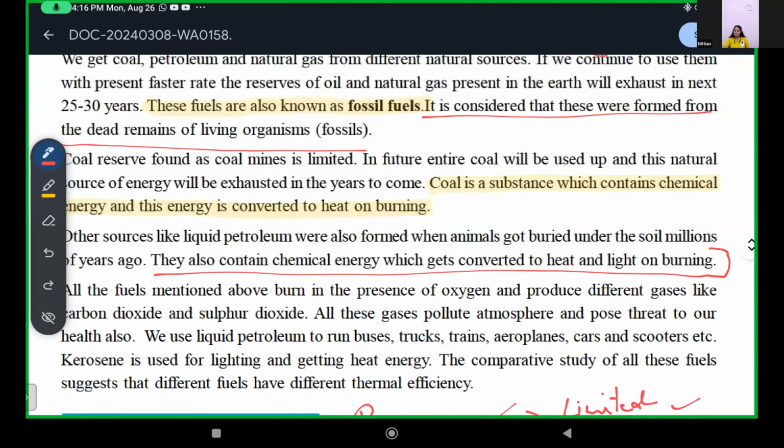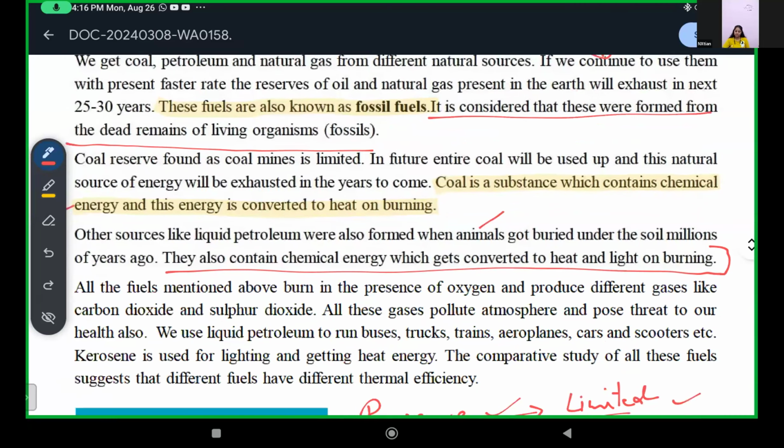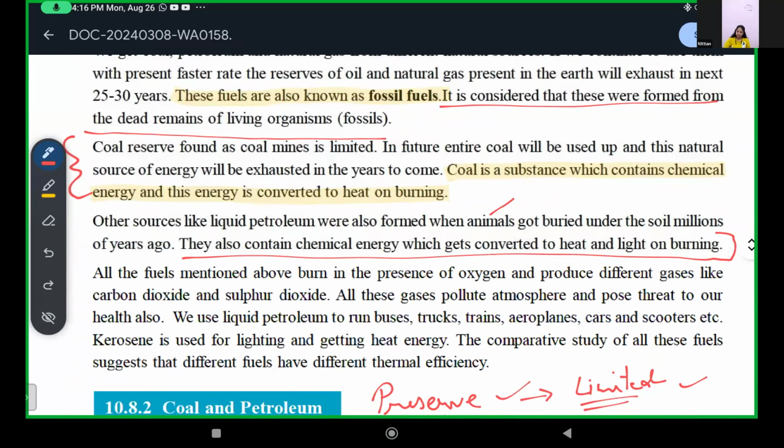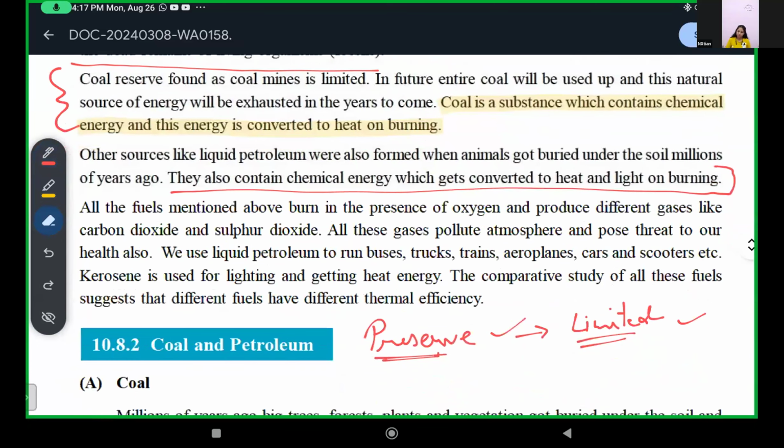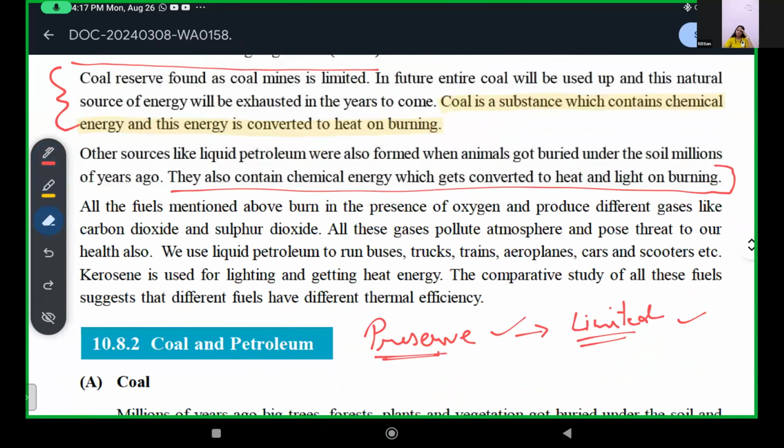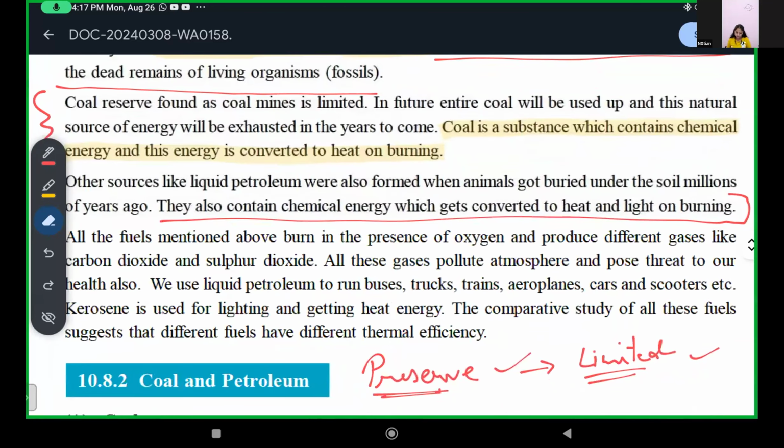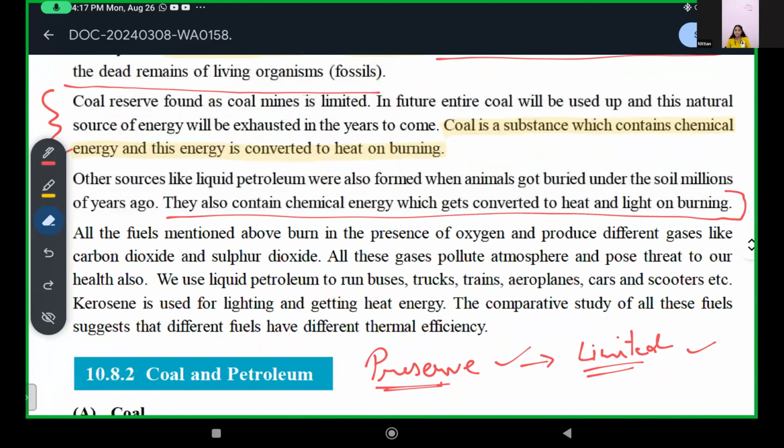It says got buried under the soil, and in the screen sharing, it's slightly blurry, so I can't read that part. They also contain chemical energy which gets converted to heat and light on burning. That's what it says. Not the fuels mentioned. It's from got buried under the soil, and then it's blurry. It looks like minions. Try increasing the size of your screen.